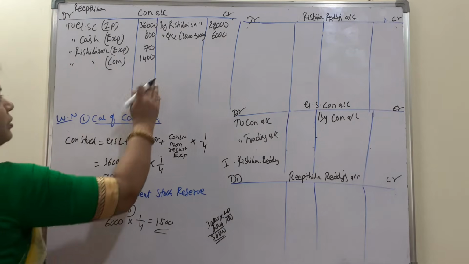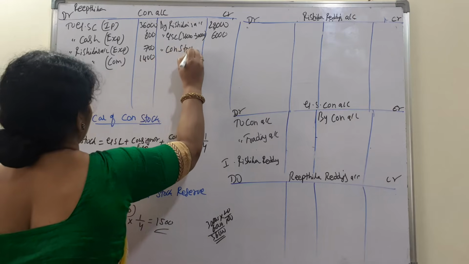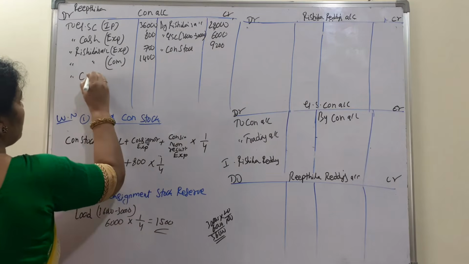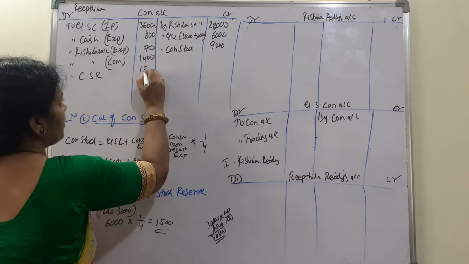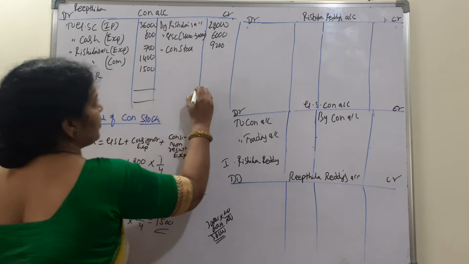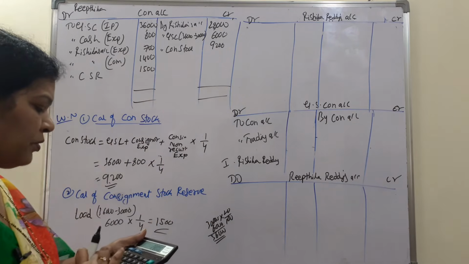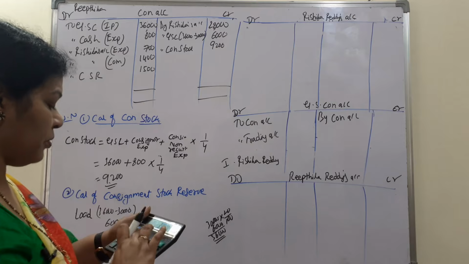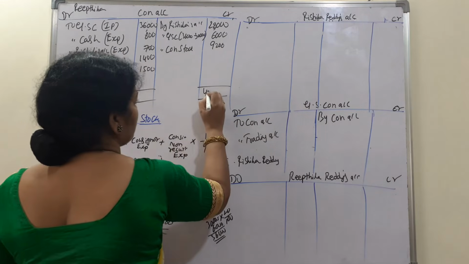First of all, consignment stock 9,200. Then consignment stock reserve, CSR 1,500. The consignment account is over. We'll total up 28,000 plus 6,000 plus 9,200. It is 43,200.